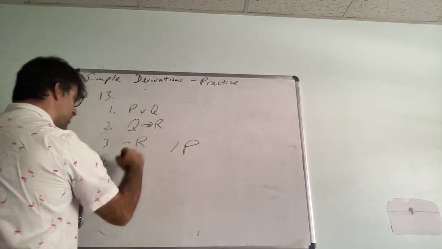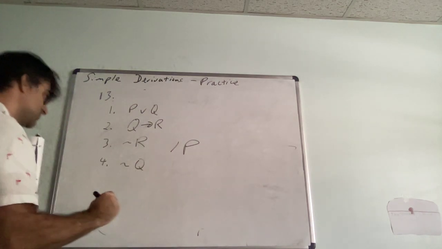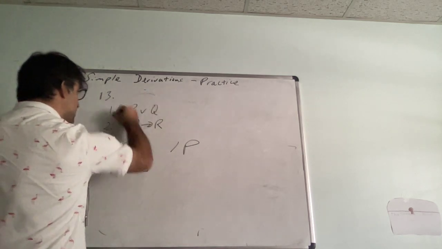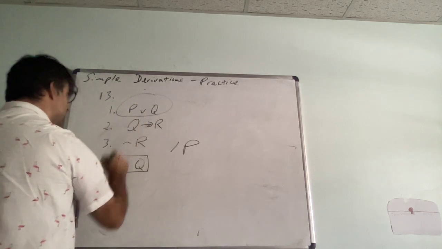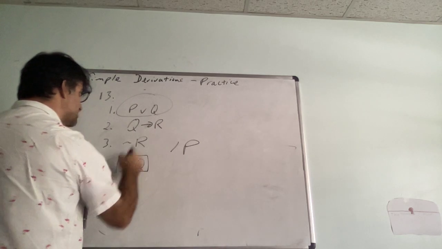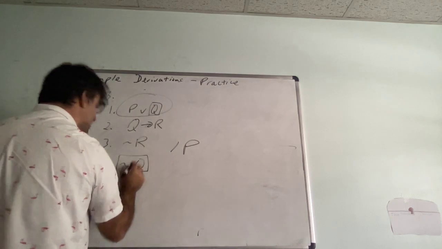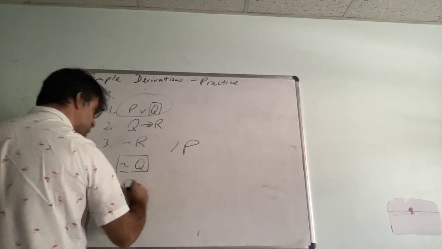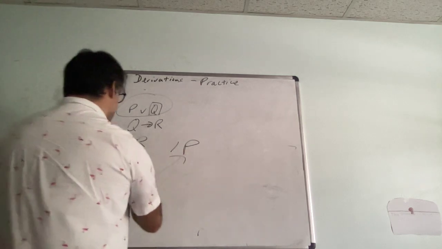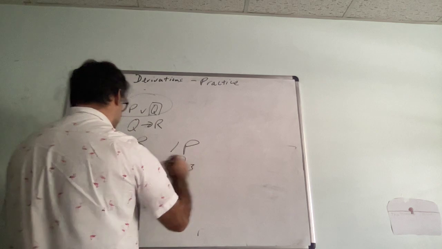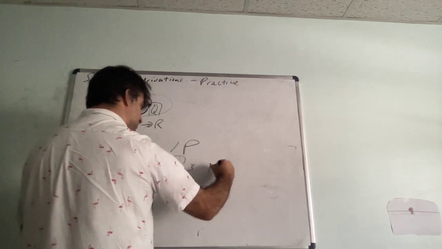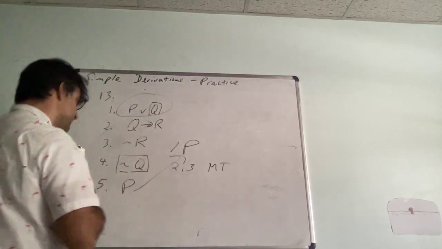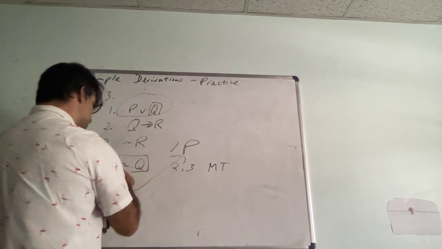Q implies R, but R is false, so Q is false. Now we've got this not Q that can be matched up with this. One of these is true, but Q is false. You see how this is Q? This is critical. This is Q. This is not Q. Since Q is false, P is true, and that's our conclusion. We got not Q using lines 2 and 3 and the modus tollens pattern. Arrow statement, deny the consequent. Therefore, we deny the antecedent.